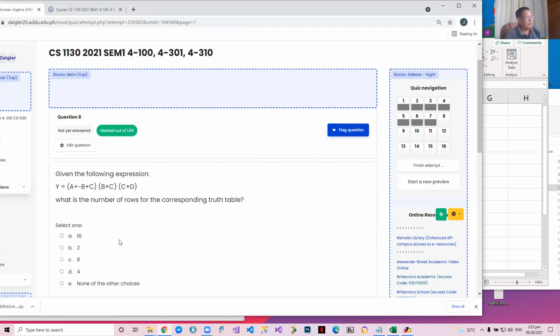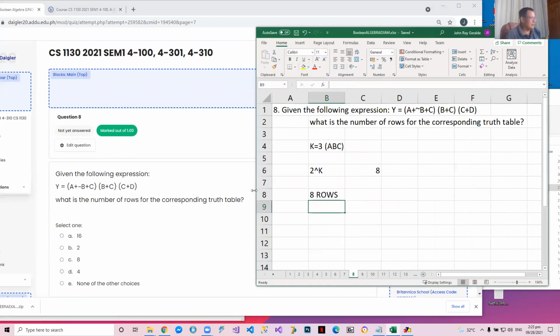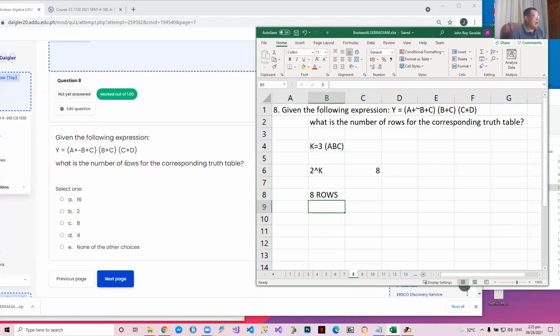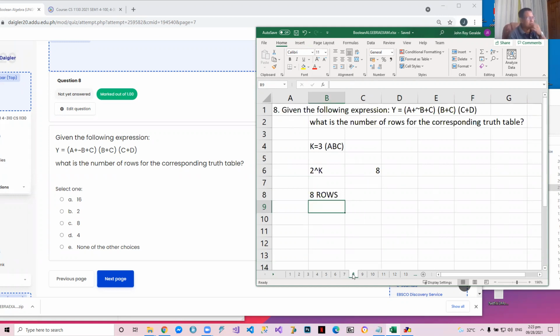SOP canonical. Now, number 8. This is easy, no? I have the answer here, okay? Given the following expression, how many variables do we have? 4 variables. A, B, C, and D. How many rows? There will be 16 rows, because 2 to the 4th is 16. This is number 7, by the way. Number 8, I'm sorry, I have to change this. This is 16 rows.